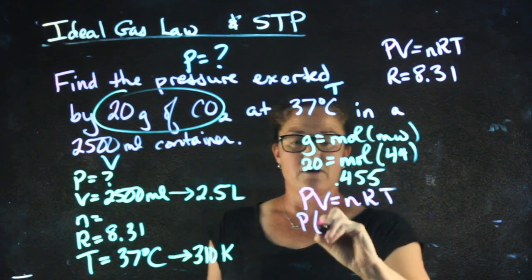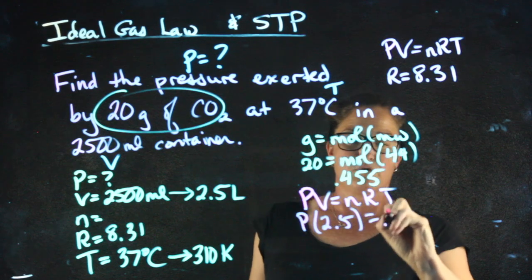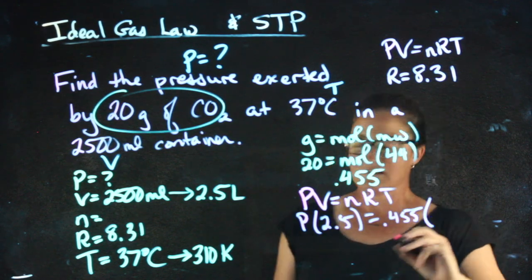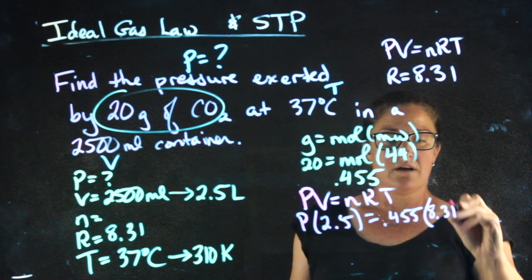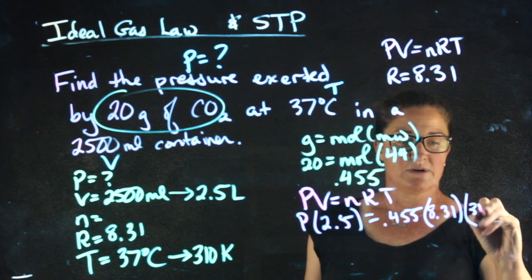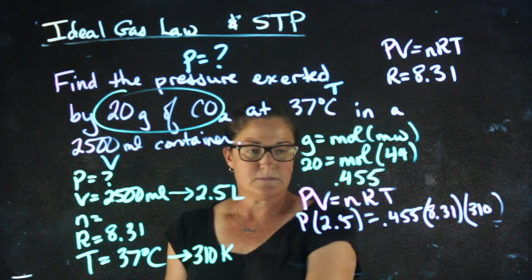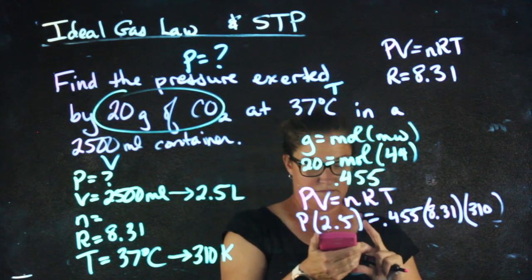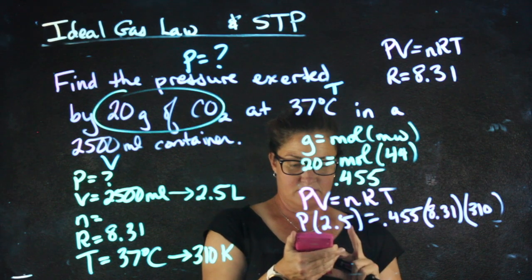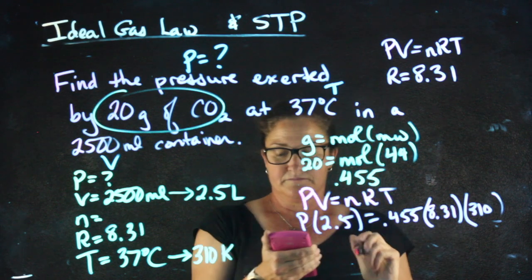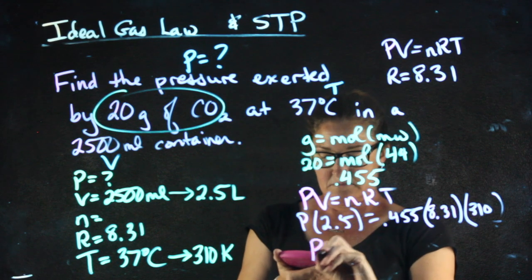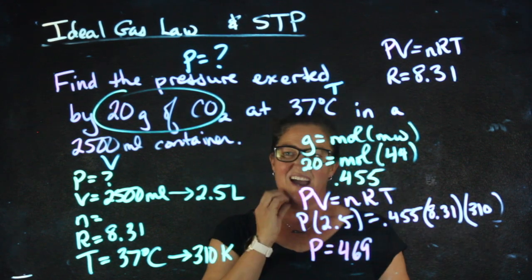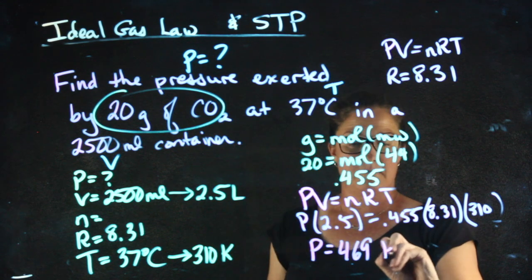Pressure, what I'm looking for, volume 2.5, moles 0.455, R is 8.31, and the temperature is 310. I get a pressure of 469. What units? kPa.